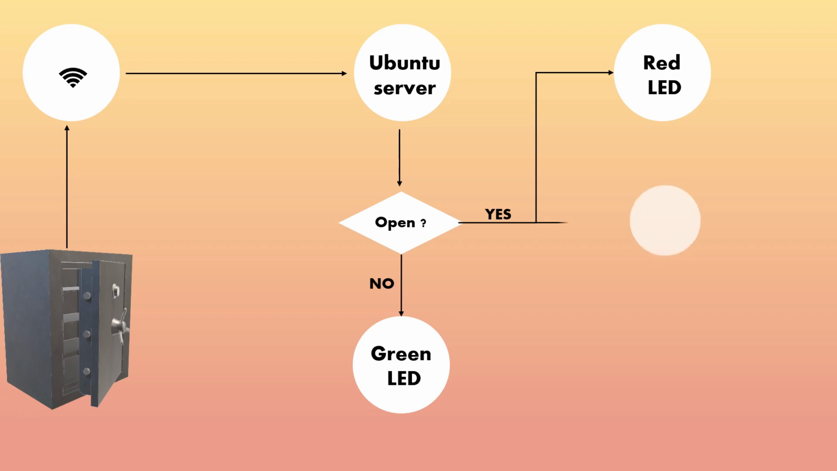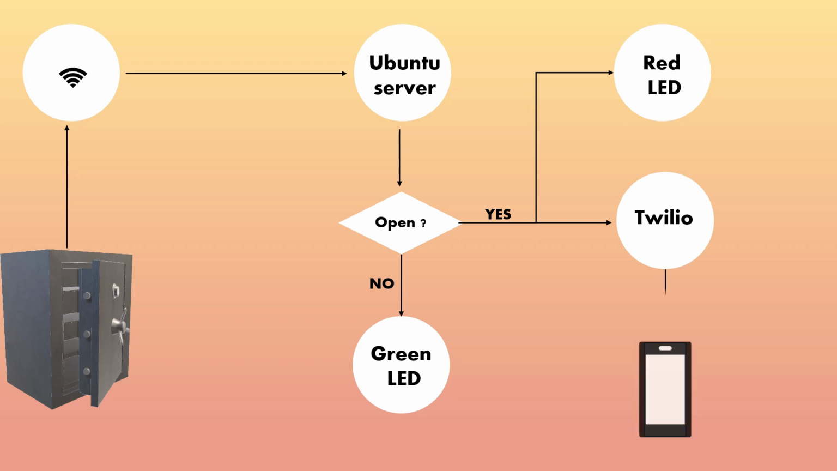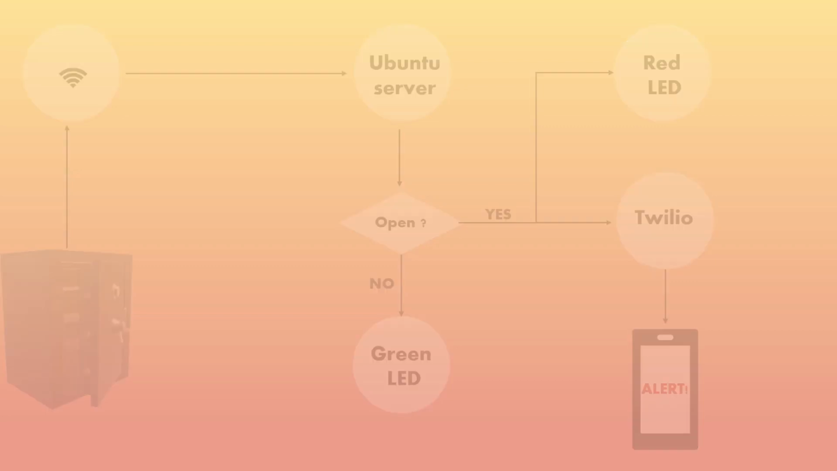Our server also sends a request to Twilio, which is a third party application which we are using to send a text message to our mobile phone. Twilio accepts it and sends the alert message to the owner's mobile that the door of your locker is open. So in the further video, we will see how to make this system.